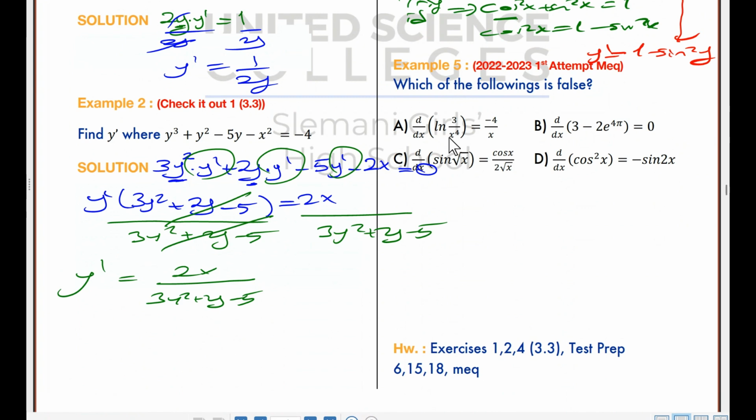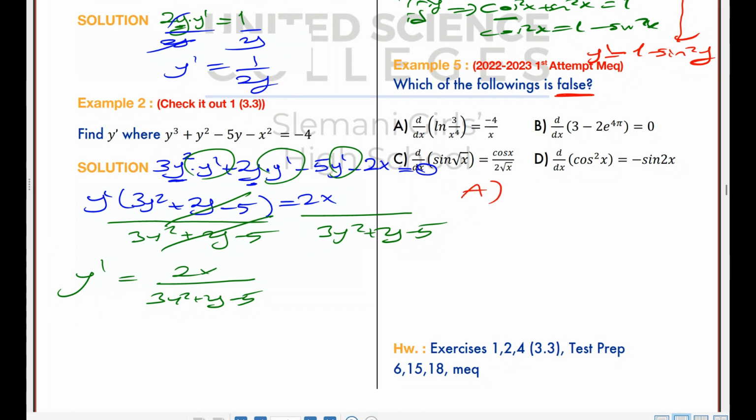Okay, last question. I'm gonna leave the rest to you. Which of the following is false? 2023 first attempt mystery question. Let's try options one by one. d over dx. So this is about derivative, right? Take derivative of the first option.